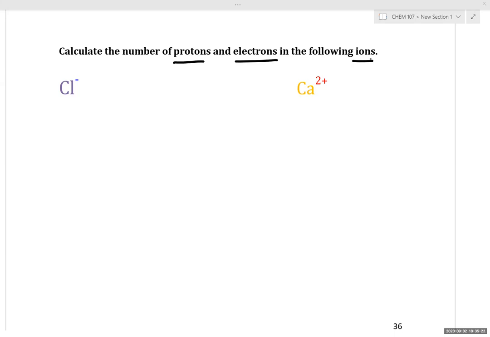Professor, so no matter how many charges they are, the protons and the neutrons will never change, right? The number of protons for the same symbol will be the same. So for example, chlorine always has the same number of protons. The number of neutrons depends on the mass number. Does that make sense? Perfect.